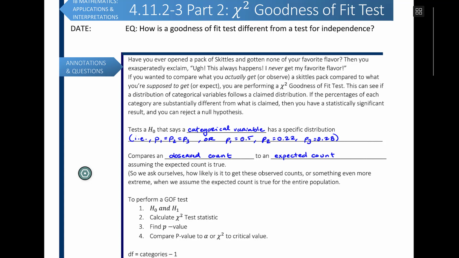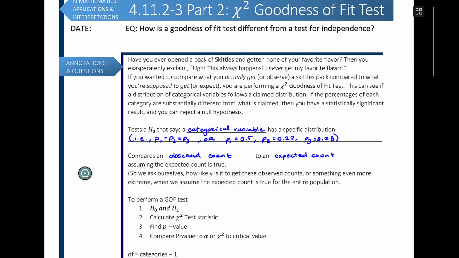Now, of course, this doesn't have to be done with candy. We can look at population distributions based on ethnicity, gender, handedness, certain abilities or disabilities, something like that. There are tons of different ways that we can utilize a chi-square goodness of fit test, but one key thing is that we are only looking at one variable.